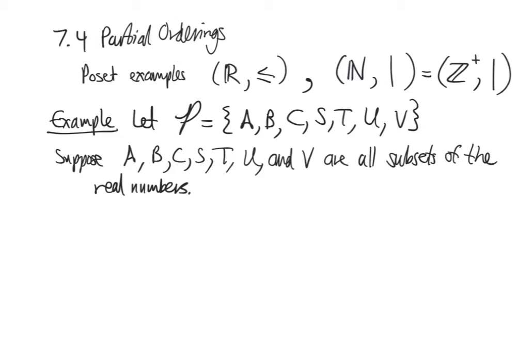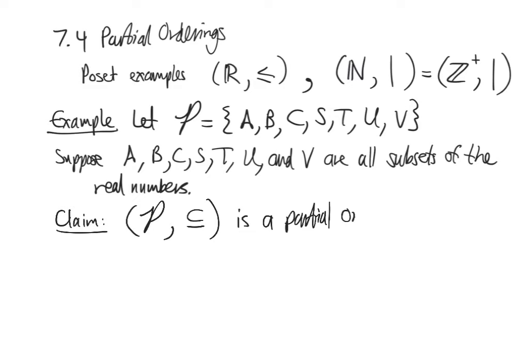Okay, we have these 7 sets here, and we want to see what relation we can define on them that actually makes it into a partial ordering. So the claim is that P, this set of sets, with the relation subset, is a partial ordering. Okay, so let's prove this.